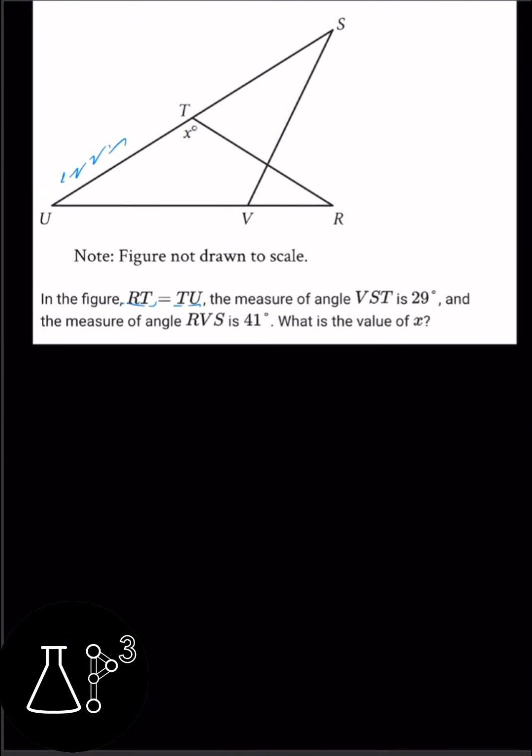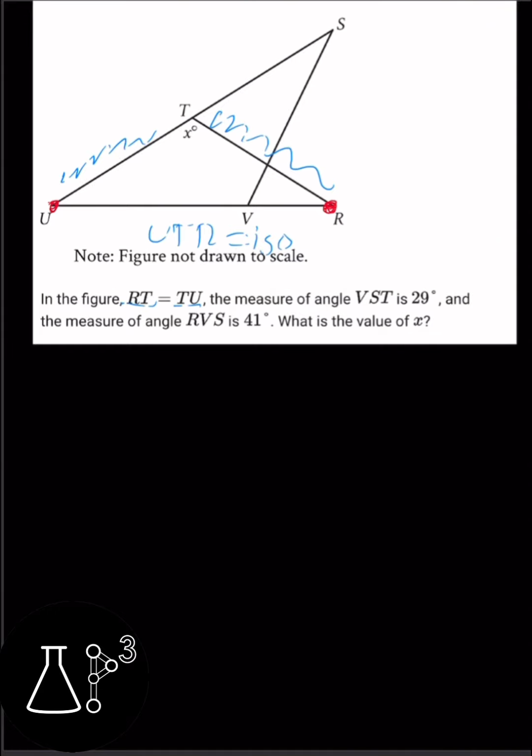So this is going to equal this over here. And with that, I can say that the triangle UTR is an isosceles triangle. So I'm going to write "iso" for an isosceles triangle. And that basically means that we have two sides that are equal in length, which are RT and TU. And that also means that we're going to have two angle measures that are equal. So in this case, it's going to be U and R, and that's going to be important to solve for the answer.